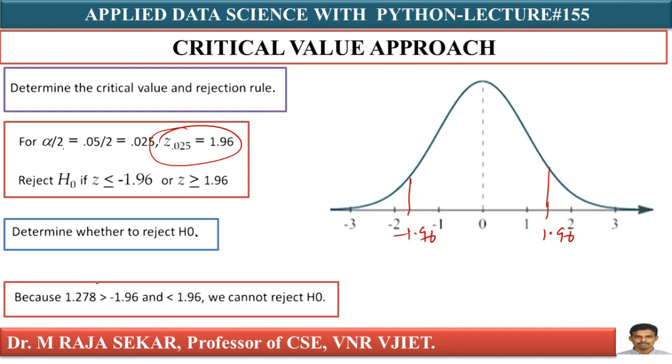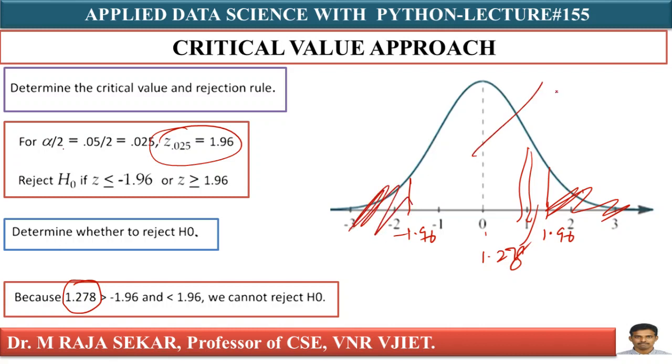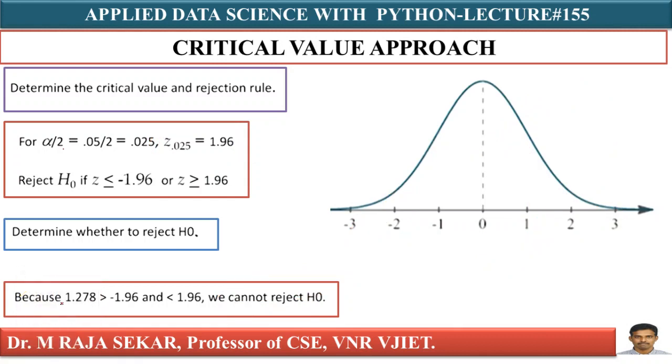Now, what is our calculated value? 1.278. 1.278 is less than 1.96. Somewhere here, 1.278 means somewhere here. It is in the acceptance part. This is the rejection region, this is rejection. This one is the acceptance region, isn't it? The critical value approach also says we cannot reject H naught, isn't it? Even the p value approach is also saying the same thing. We should not reject H naught, isn't it?